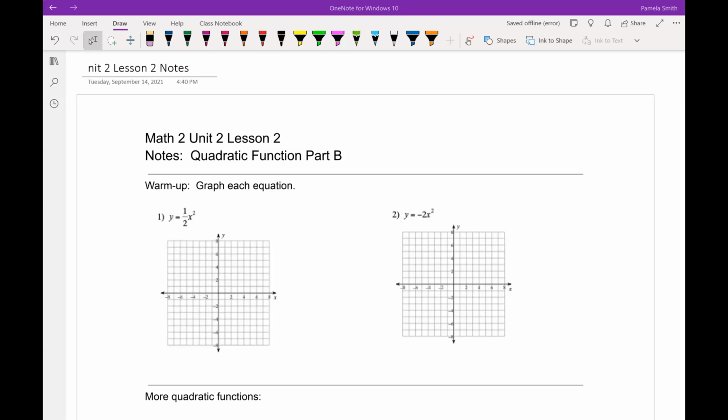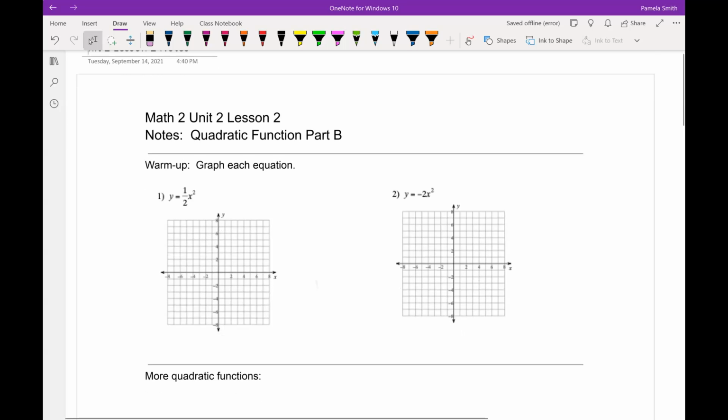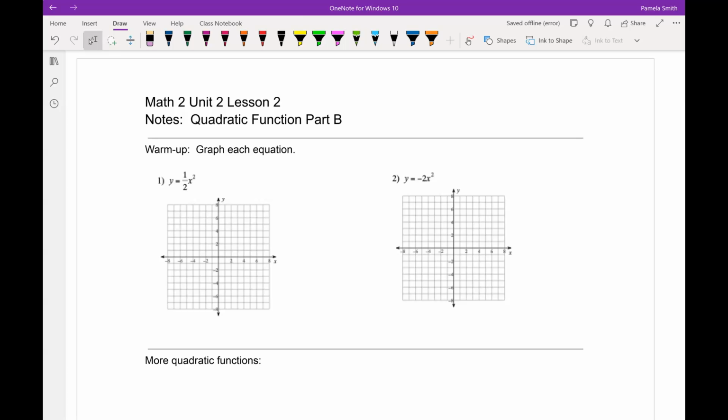All right, these first two questions are a review from yesterday with graphing using a T-chart. I'm not going to go through all the math here as I do this. You should have done that on your paper. This is just for you to check your answers. So if I do a T-chart, my x, my y, -2, -1, 0, 1, 2. My y value should have been 2, 1/2, 0, 1/2, 2.